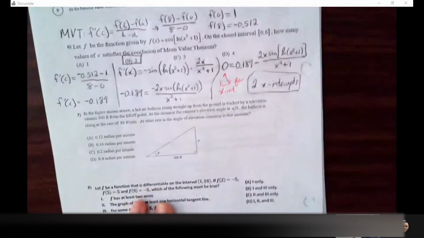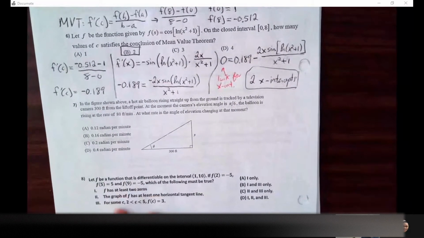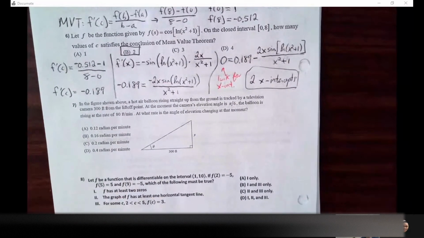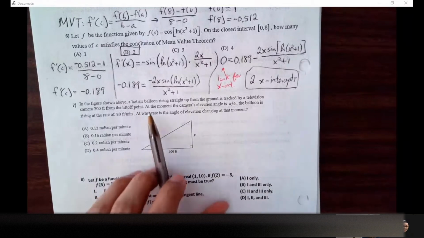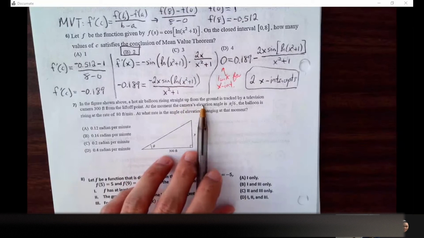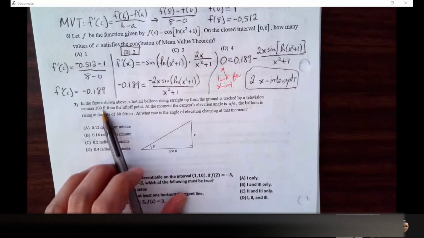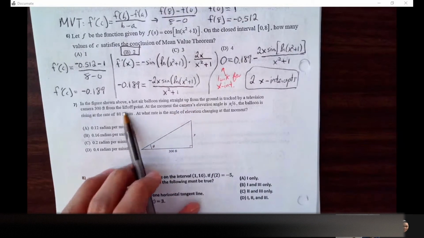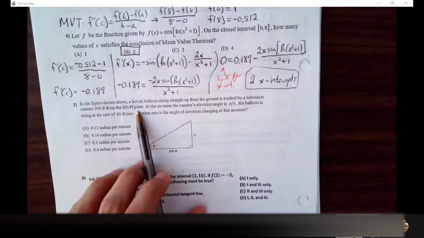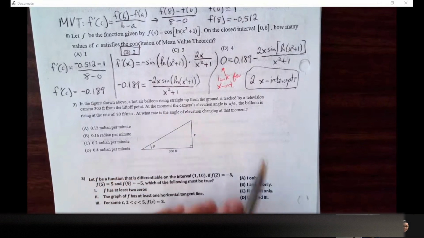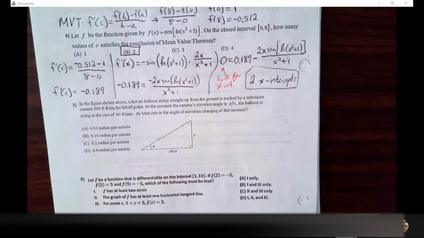All right, number 7, we have a related rates problem here involving trig, so trig related rates. In the figure shown, a hot air balloon is rising straight up from the ground, tracked by a television camera from a liftoff point. At the moment that the camera's elevation is pi/6, the balloon is rising at a rate of 80 feet per minute. At what rate is the angle of elevation changing at that moment?